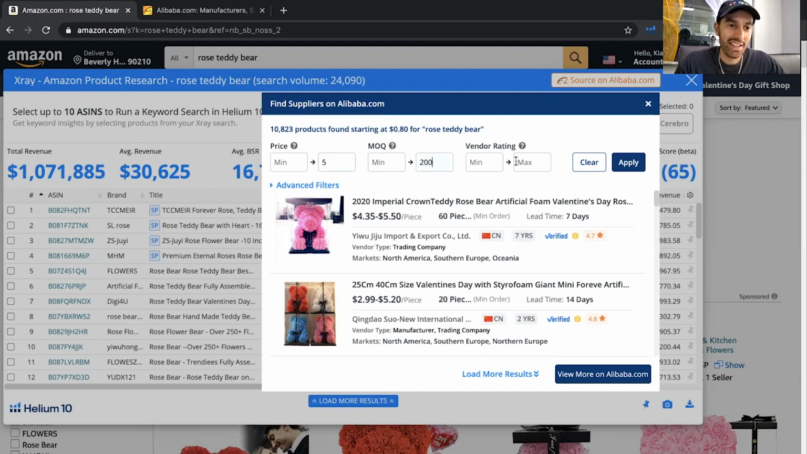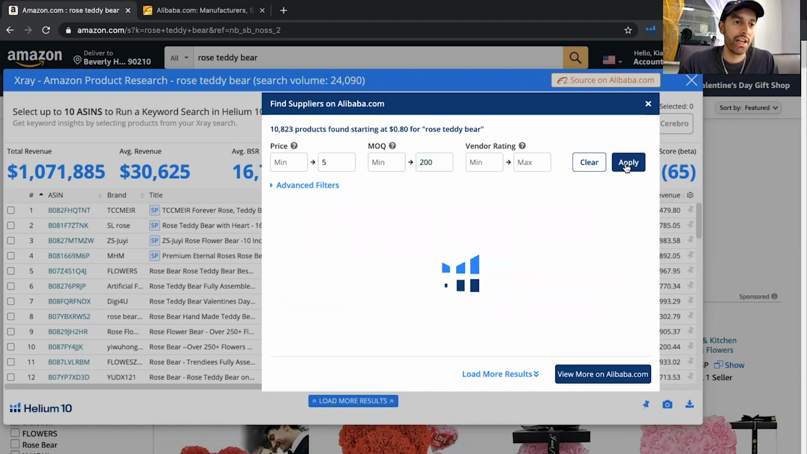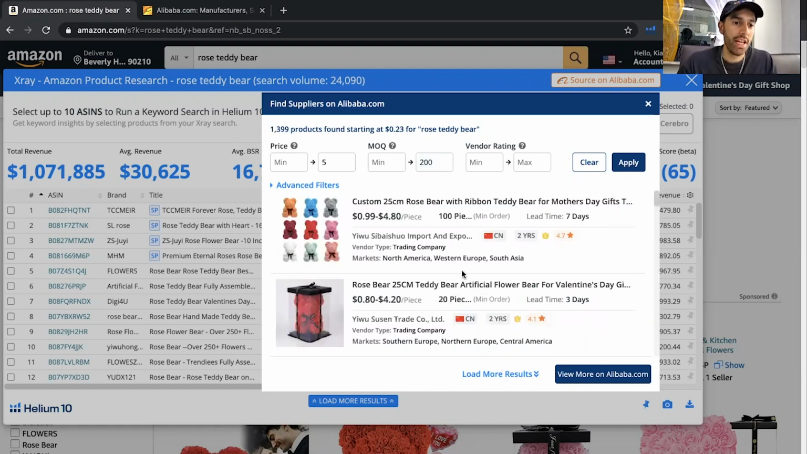The vendor rating, I don't really pay too much attention to, because I like to make my own judgment of how good the vendor is based on looking at their listing and the customers they've supplied, the certificates they have, the number of years they've been in business. I make my own assumption. I don't really want to go off other people's assumptions. So we apply that information, and now Helium 10 is going to populate the factory information.